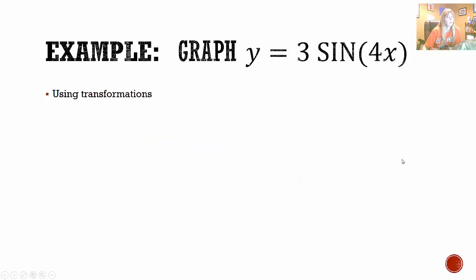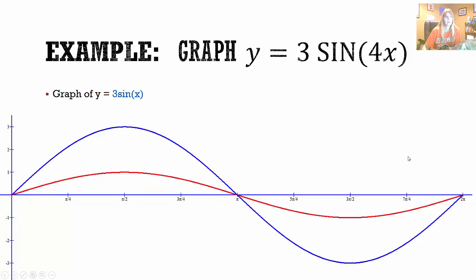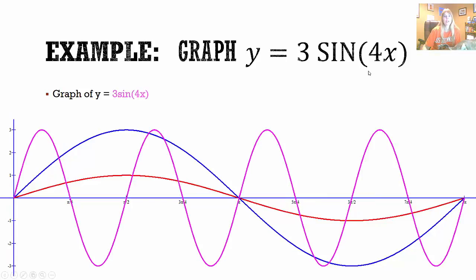You could also, if you didn't want to go through all that, use transformations. You could graph sine of x. Then you could change the amplitude. So where you're hitting 1 goes up to 3. Where you're hitting -1 comes down to -3. And then by changing the period, once again, meaning that it's going faster.